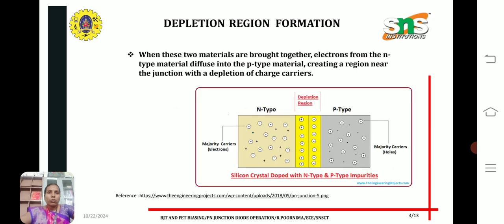And depletion region formation. When these two materials, p-type and n-type, are brought together, electrons from the n-type material diffuse into the p-type material. We can see in the diagram that majority carriers are electrons in the n-type and holes in the p-type. So diffusion takes place, and electrons from n-type go into the p-type material. What happens here is there is a region called the depletion region. It means there is a depletion of charge carriers. It is formed in between the n-type and p-type semiconductor.